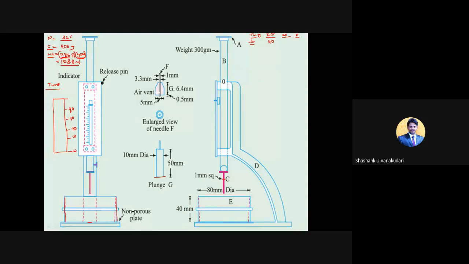Clear? So now this reading, whatever it shows, okay, this is 10 now. This is 10 and then this is 0. So initially that needle will be here. I mean the reading you are going to take, it will be here.